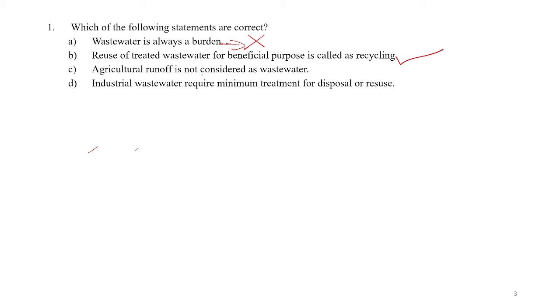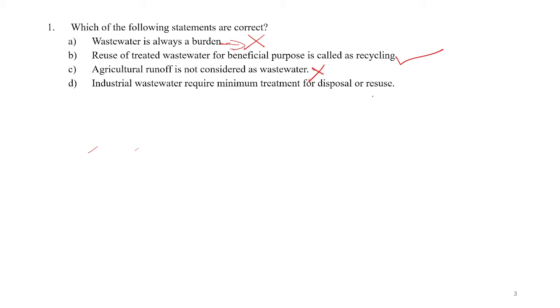And the third statement is, agricultural runoff is not considered as a wastewater, which is a wrong statement because agricultural runoff is considered as an important source of pollution as it contains lots of nutrients and other pesticides and chemicals in it. So this statement is also wrong.